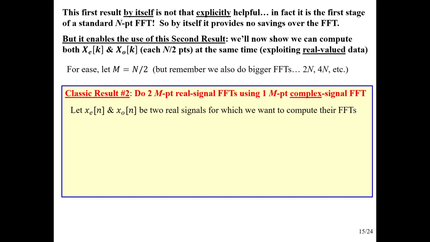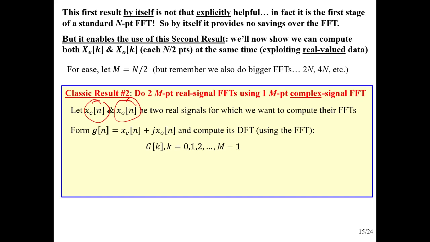So let's just call these things X_E and X_O, because that's what we called them up above. And so here's what we're going to do. We're going to form a new temporary signal, call it g[n]. And that g[n] will have the even part as its real part and the odd part as its imaginary part. So now I have a complex signal where these two signals are still able to be separated, right? There's the real part, that's the even. There's the imaginary part, those are the odd index samples.